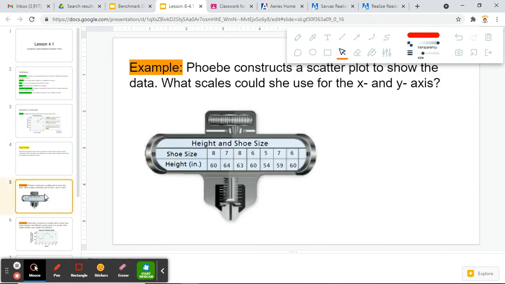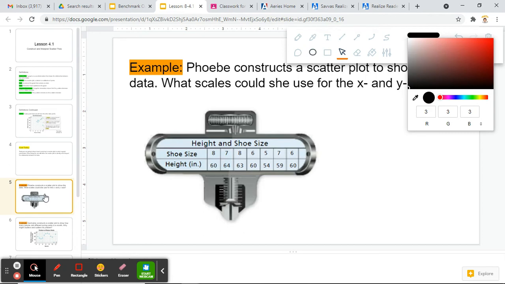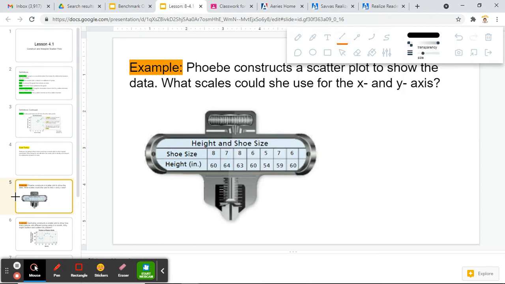Okay, so start with an example here. Phoebe constructs a scatter plot to show the data. What scale should you use for her x and y axis? So if we want to draw ourselves a little graph here where we can have an x and y axis, it would look something like this.